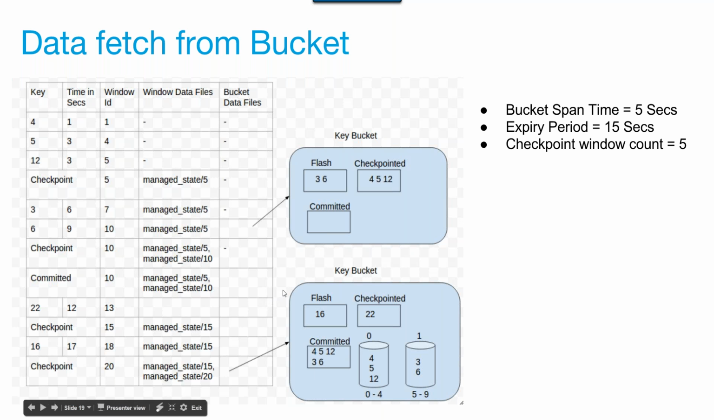Now, for example, if you are searching for key 12, first it searches the flash segment. The data is not present in the flash segment, so it looks into the checkpointed segment. The key 12 is not present in the checkpointed segment, so it looks into the committed segment. Here in the committed segment the value is there, so it returns the value.